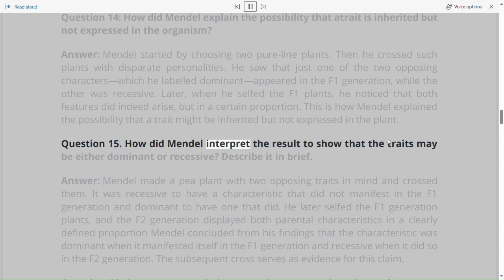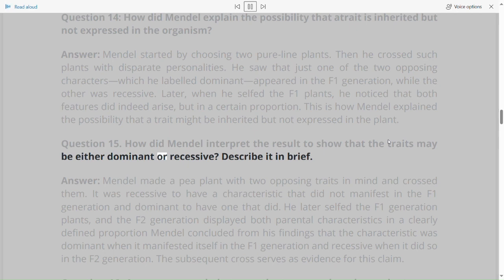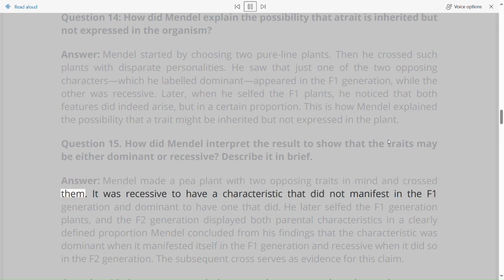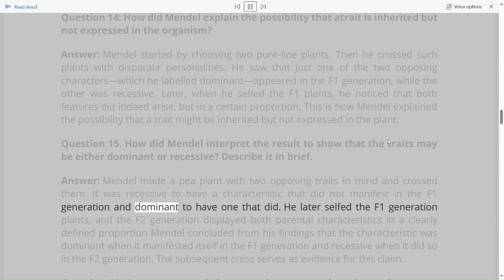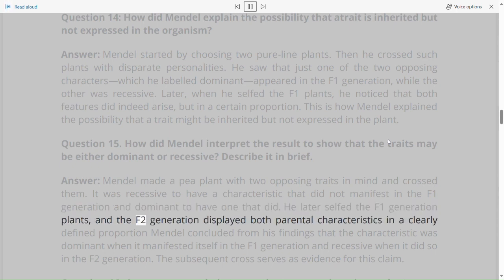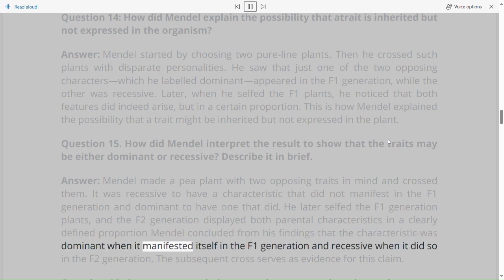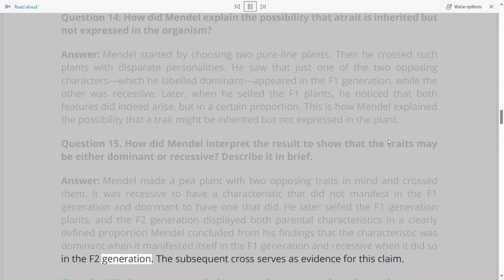Question 15. How did Mendel interpret the result to show that the traits may be either dominant or recessive? Describe it in brief. Answer. Mendel made a pea plant with two opposing traits in mind and crossed them. It was recessive to have a characteristic that did not manifest in the F1 generation and dominant to have one that did. He later selfed the F1 generation plants, and the F2 generation displayed both parental characteristics in a clearly defined proportion. Mendel concluded from his findings that the characteristic was dominant when it manifested itself in the F1 generation and recessive when it did so in the F2 generation.